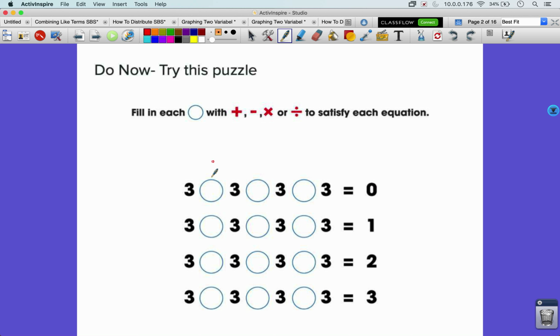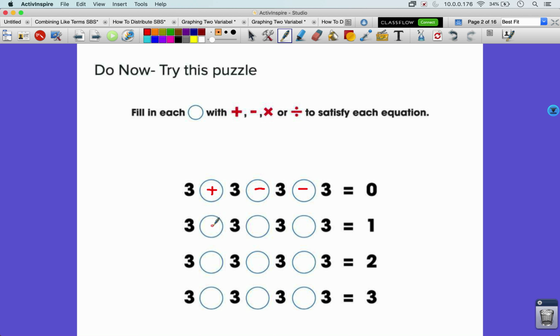Let's get to 0. We start at 3. Maybe we add another 3, we're up to 6. Subtract a 3, we're back to 3. Subtract another 3, we are down to 0.